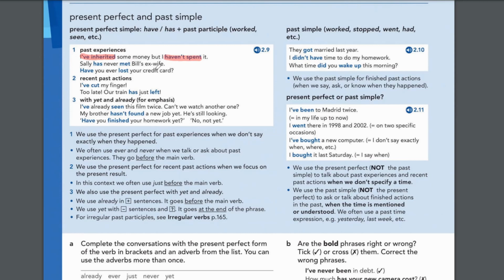You see, when I say I've inherited some money, that happened in the past, obviously. But I'm not focusing on when that happened, I'm just giving you information. So information is more important for me. So this has happened in my life, an experience. Or Sally has never met Bill's ex-wife. This is also an experience. In my life, I've never met Bill's ex-wife, right?